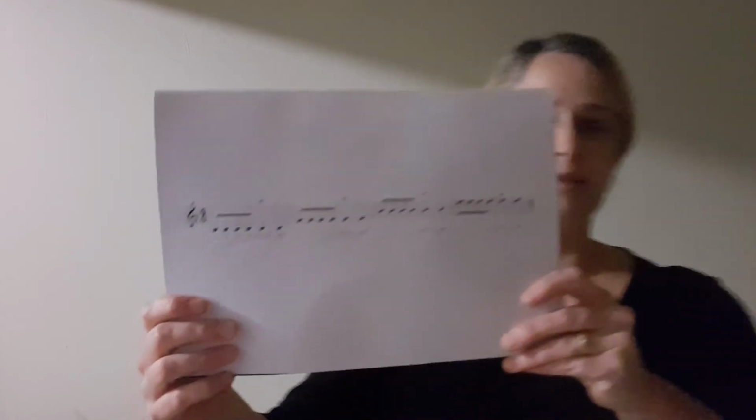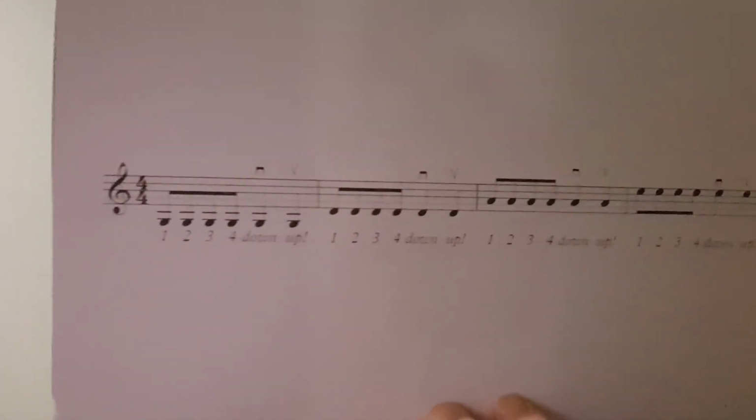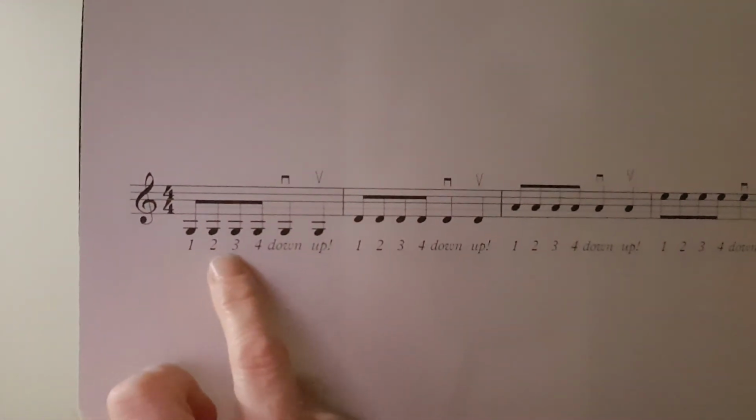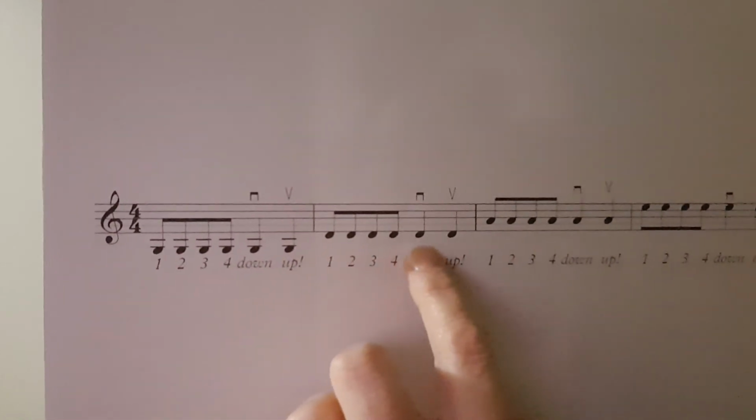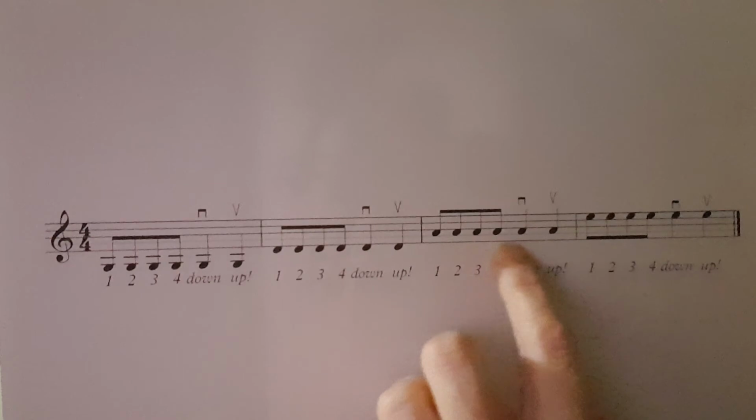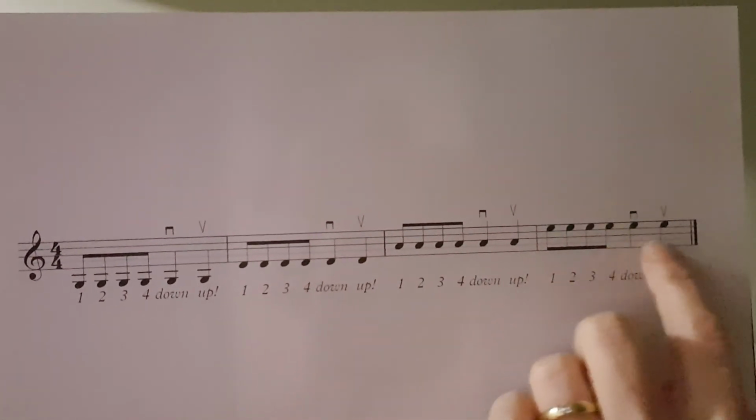So if we were to write it on the stave with the rhythm note values that I've shown you, it will look like this. So if we're going to play it on the G first, all of those notes are the G. All of these notes are the D. All of these notes are A. All of these notes are E.